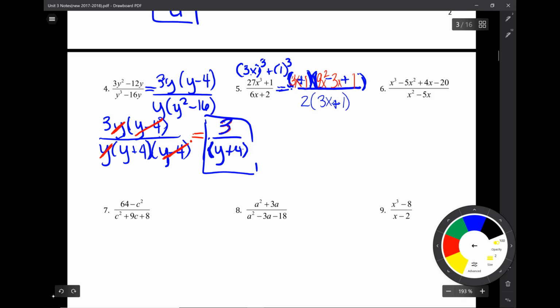Cool. That cancels out that. Oh, yellow's not easy to see. There you go. That cancels out that. And so my final answer, my pen will write nicely, is 9x squared minus 3x plus 1 all over 2.